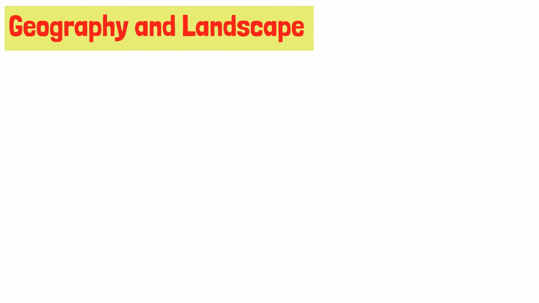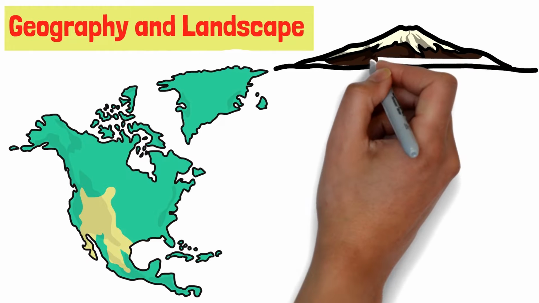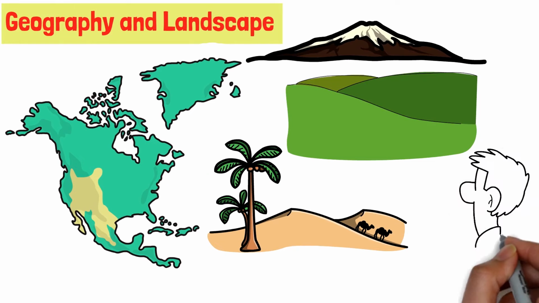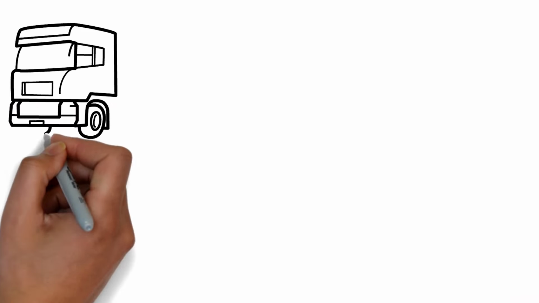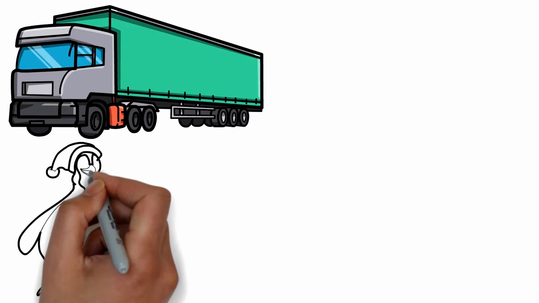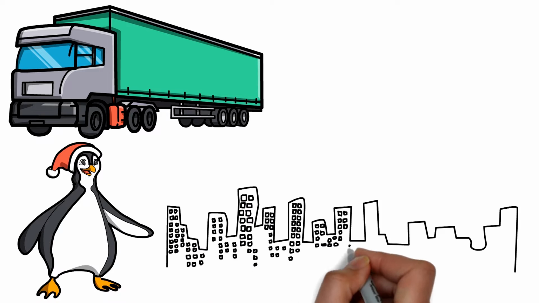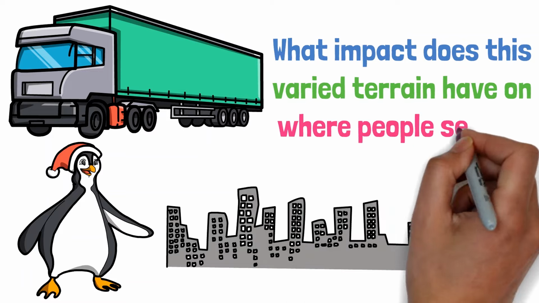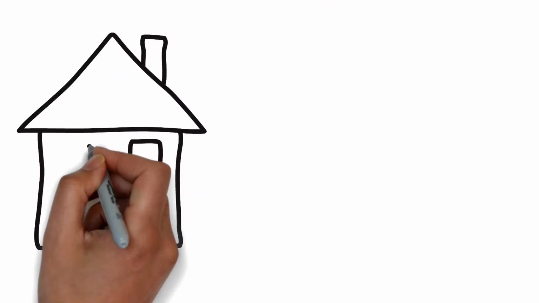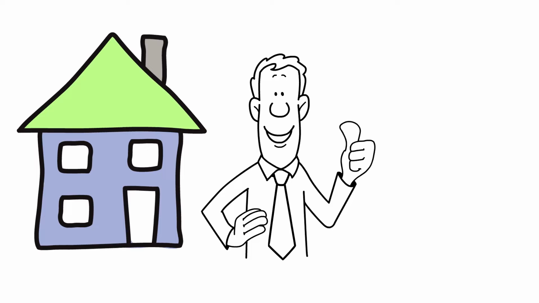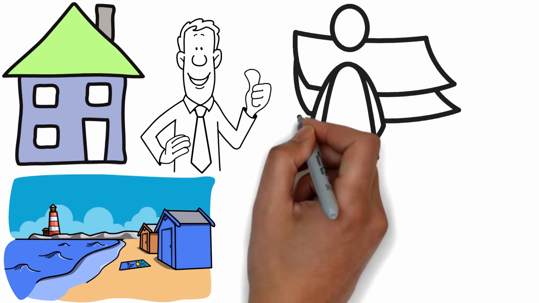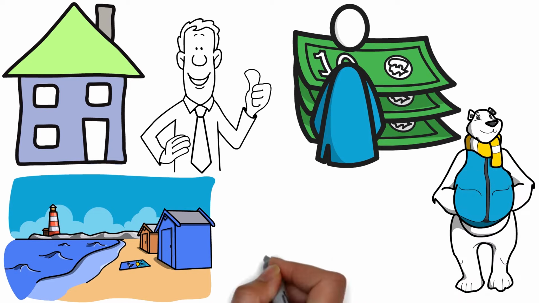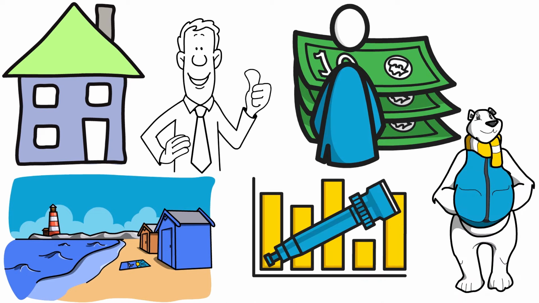Geography and landscape. Mexico's diverse topography includes rugged mountains, lush valleys, and vast deserts. This varied terrain has impacted where people settle. Coastal regions offer trade opportunities, while highland towns enjoy cooler temperatures. This diversity has shaped settlement patterns for centuries. But what impact does this varied terrain have on where people settle? Those who have called this land home for generations have learned to adapt. Coastal regions offer the allure of trade and commerce, while highland towns enjoy cooler climes. This rich diversity has influenced settlement patterns for centuries.